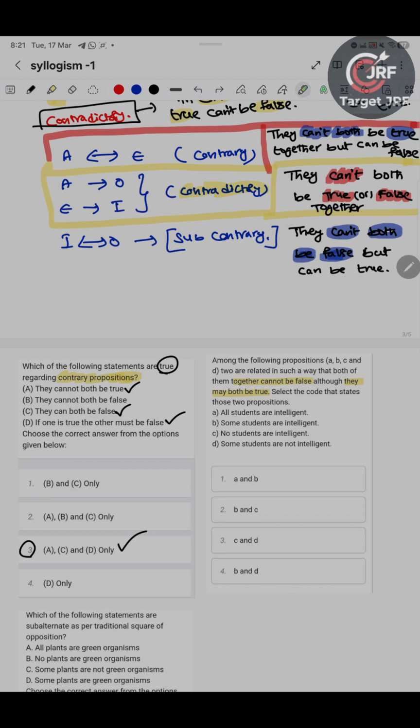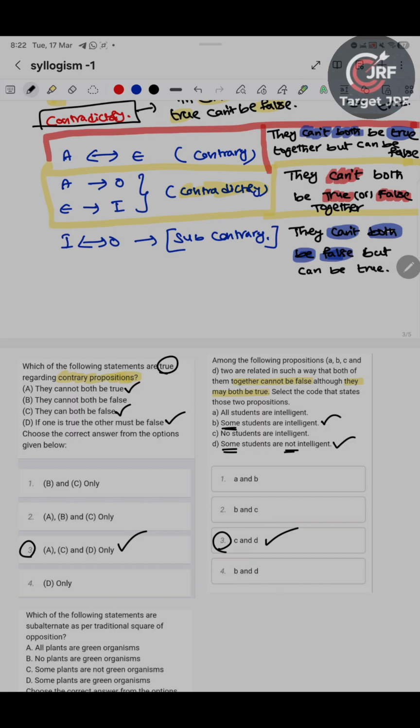Subalter, right? So this one is subcontrary. Subcontrary means I to O. An I statement is some positive, an O statement is some negative. So some positive, some negative. Some is there, and this is a positive statement, so B is the right answer. Some negative: some is there, not is there, negative. So C and D is the right answer.